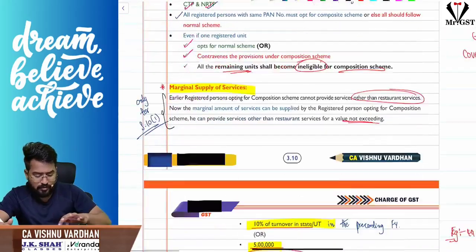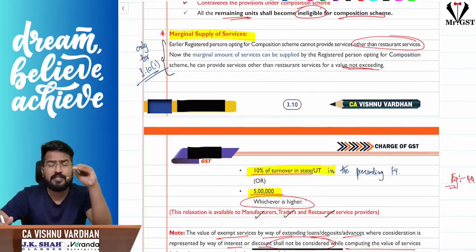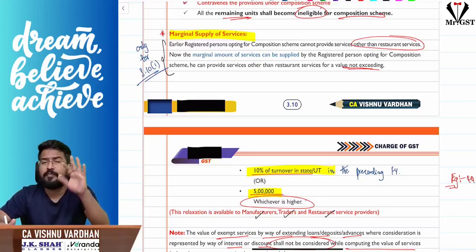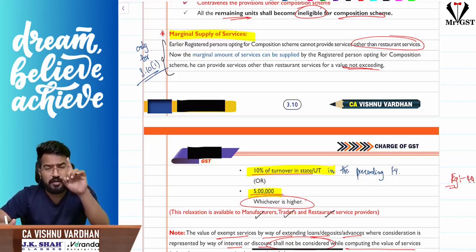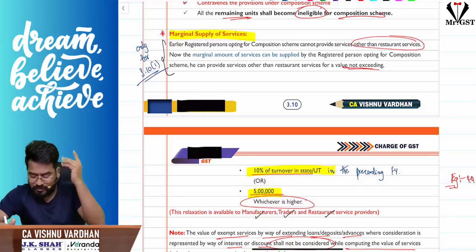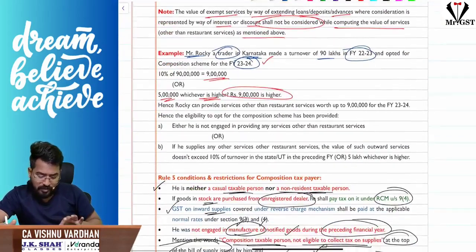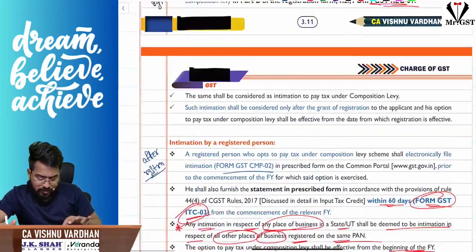Marginal supply of services, I told you, sir, under section 10 subsection 1: if you are opting for composition scheme, you can still provide some services other than restaurant services, other than interest income. You can still provide some extra services, 10% of the turnover in the state, not aggregate turnover. Always remember, aggregate turnover is different, turnover is different. So aggregate turnover we are not talking about here, sir. For marginal supply of services, 10% of the turnover in that state, or 5 lakhs, whichever is higher, you can provide. Along with that marginal supply, I have given an example here, you can just go through that. And next, there are some procedural things which you can just take care of.